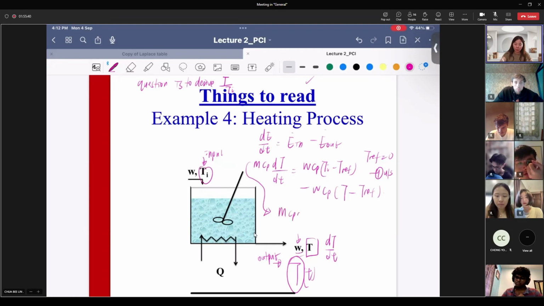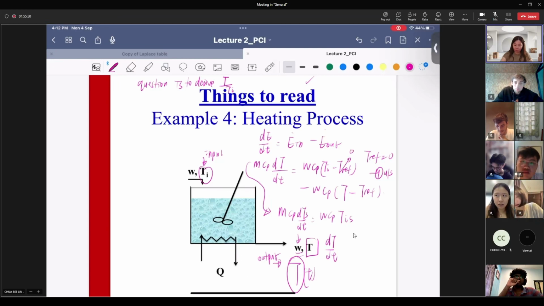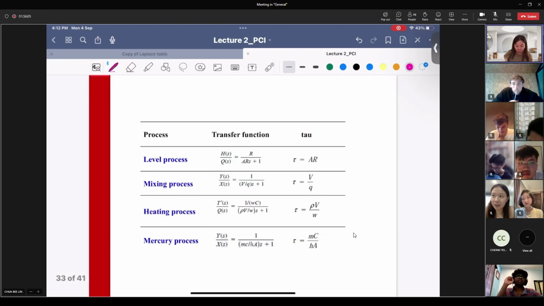Then include the subscript s to indicate steady state. So you'll have Tis. Let's say this is 0, it will be gone. Then minus omega Cp Ts, equation 2. So we repeat the same and continue until the end. You will be deriving the equation finally to be this equation for the heating process. So try to derive this. I will put some important steps there.